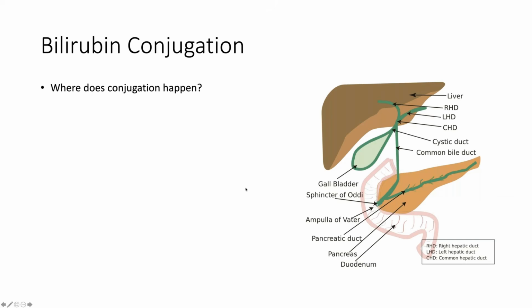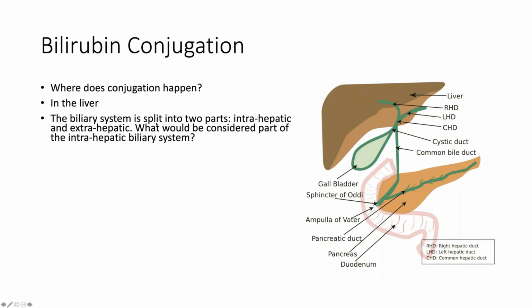All right. So Miriam, where does conjugation happen? In what organ? In the liver. Boom. And so the biliary system is split into two parts, the intrahepatic and the extrahepatic. So Miriam D, what would be considered part of the intrahepatic biliary system? I know there's like the main vein and then there's all these cells. I didn't know this, I had to look it up. It's the right and left hepatic ducts.